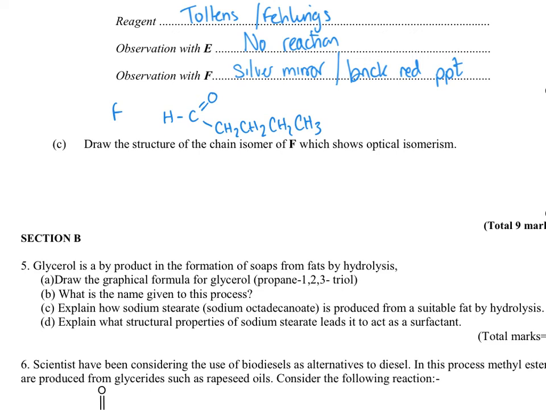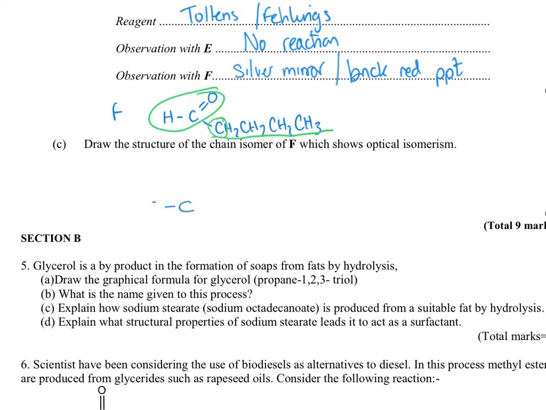Draw the structure of the chain isomer of F, which shows optical isomerism. So if we're looking at a chain isomer, we're going to be leaving this functional group alone, and we're going to be messing with this chain. If it's going to be an optical isomer, we need a carbon that has got 4 different groups on it. I'm going to go for this carbon, and I'm going to substitute the hydrogens for other things to give us a different chain.